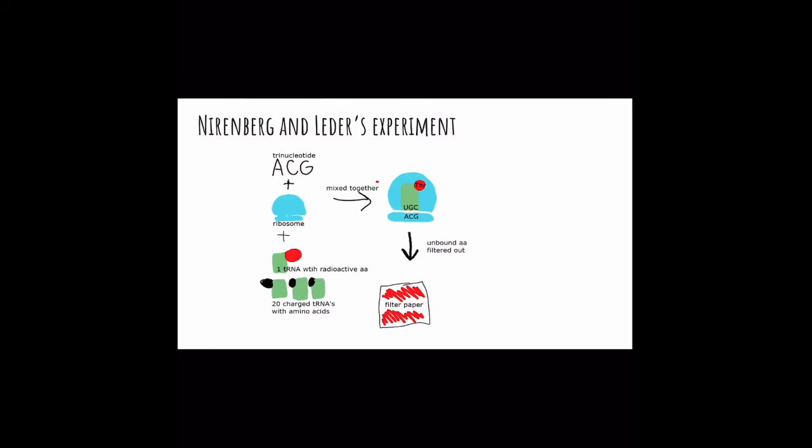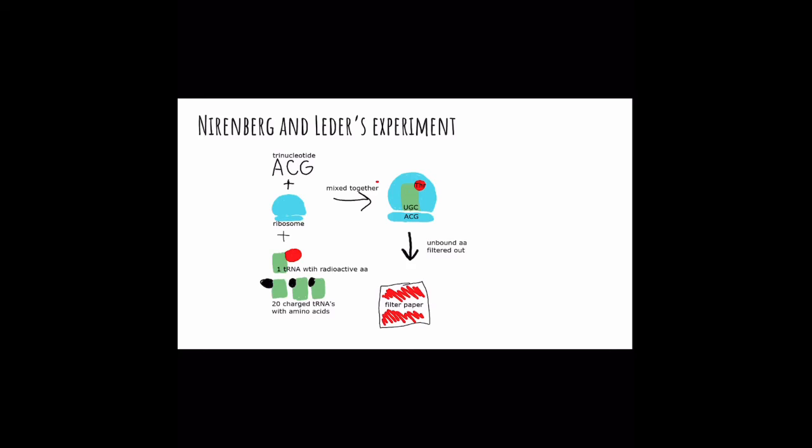The second experiment, performed by Nierenberg also and Leder, they combined a trinucleotide, for example ACG, with a ribosome and tRNAs bound to amino acids, but one tRNA had a radioactive amino acid at a time. And the purpose of the ribosome was to bind the codon and the tRNAs together that correlate with each other.